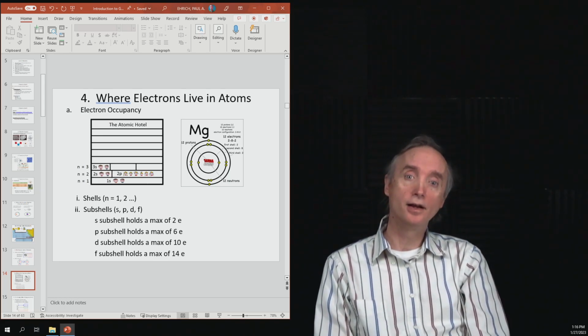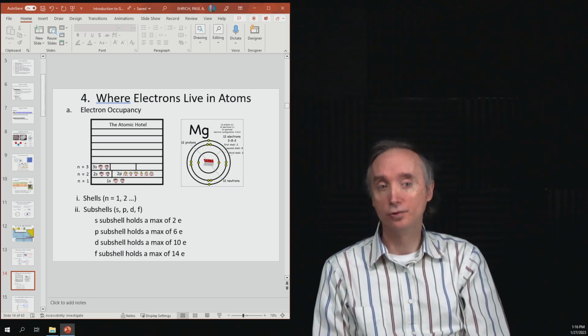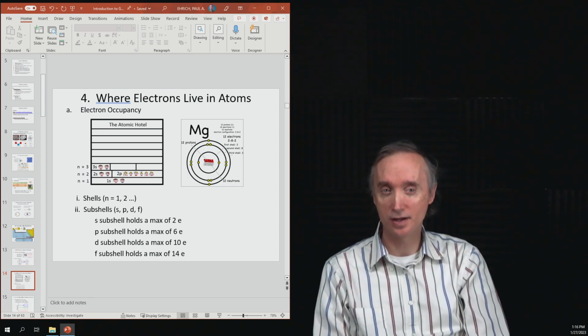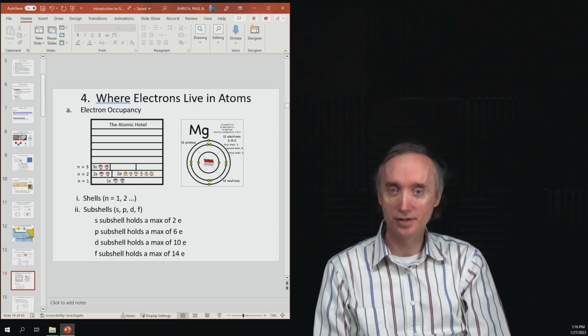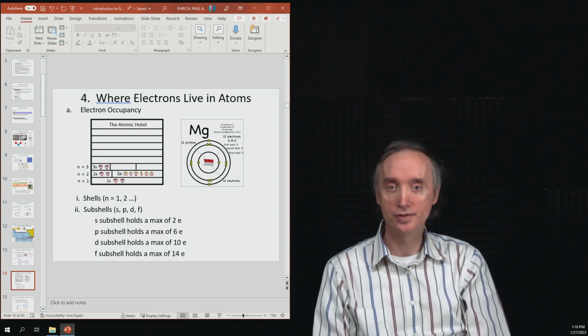Okay, then notice it's got another room that holds 6 electrons. Now you're saying, why 6? Because it comes out of that quantum mechanics thing. Again, take some higher level math and physics and you learn all about that. But it turns out that that room can only hold 6 electrons.